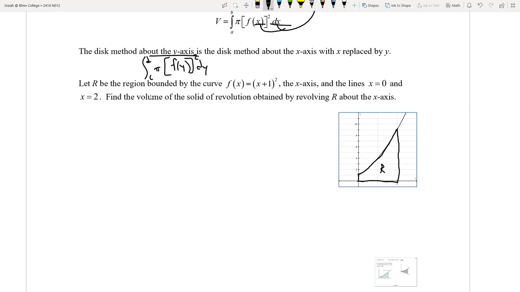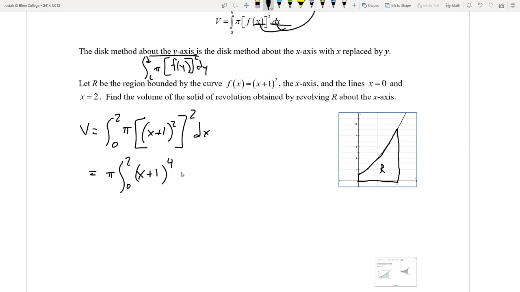Find the volume of the solid of revolution obtained by revolving R about the x-axis. And so we'll go ahead and set that up. So we're going from 0 to 2. Now we'll just use the formula here. Pi (x plus 1) squared. We have to square it again. I'll move the pi out. And so we have (x plus 1) to the 4th dx.